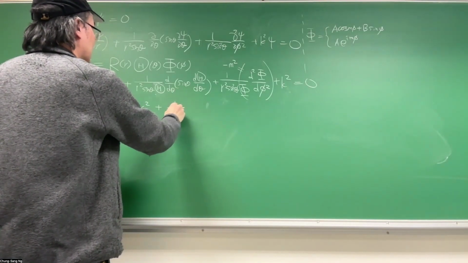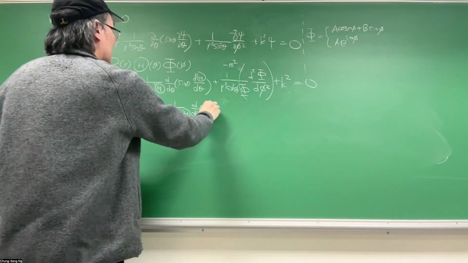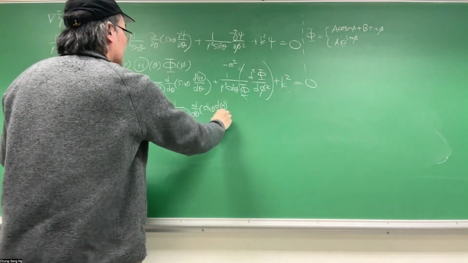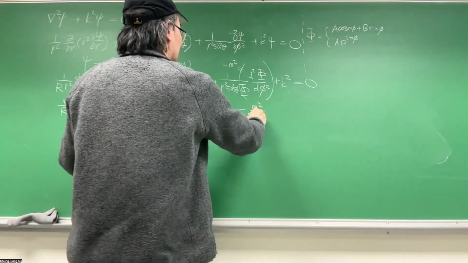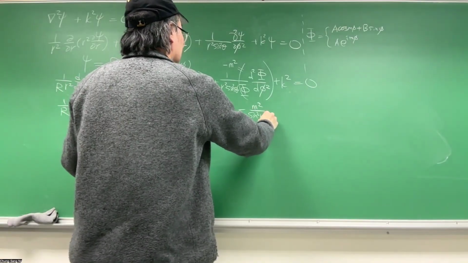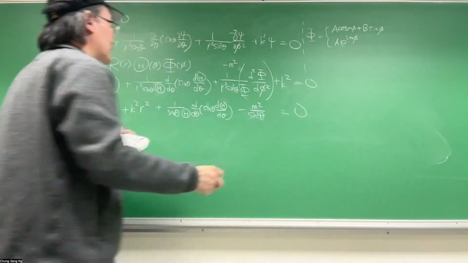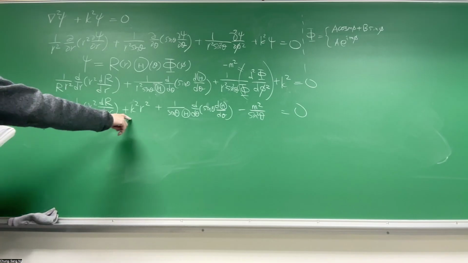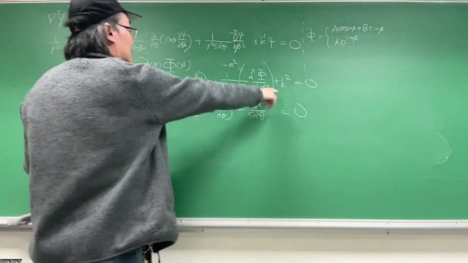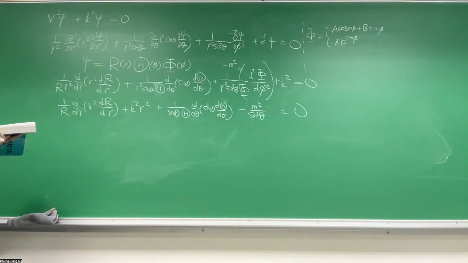You have sine theta, d d theta, sine theta, d theta, and this one, minus m squared sine squared theta, right, that becomes a 0. Right, and now we separate. This is a function of r only, and this is a function of theta only, and you can set this to 0.